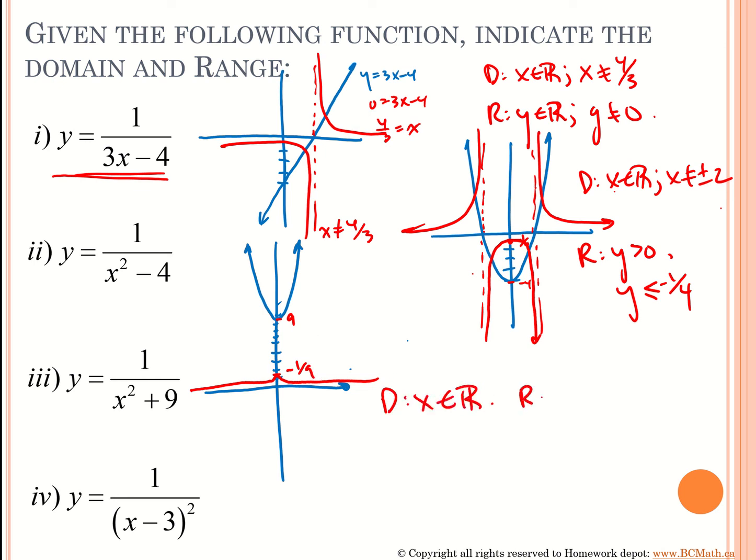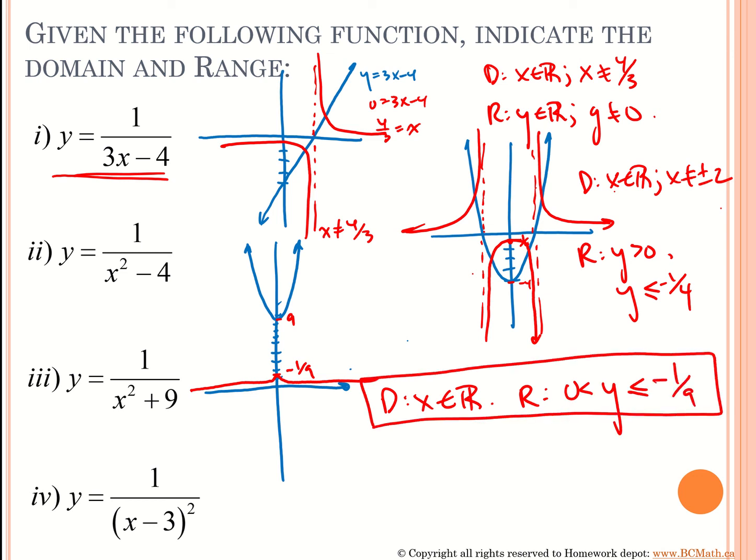Okay, and for the range, since everything is bigger than 0 and less than 1/9, so y is bigger than 0 but less than or equal to 1/9. This is the key one. Okay, make sure you understand what's going on here. Okay, because the red graph cannot go above 1/9, but it intersects it, and it can't go past 0, so it must be bigger than 0.